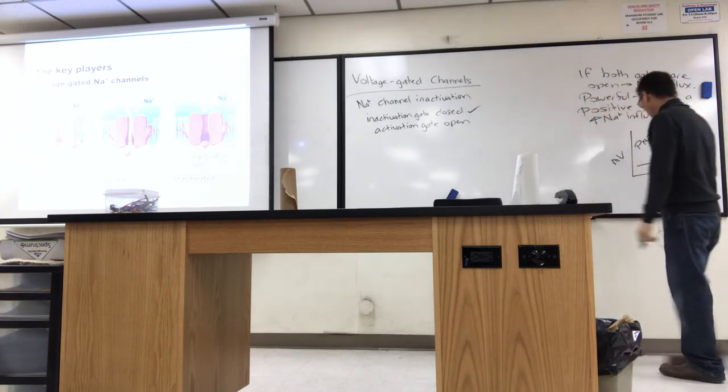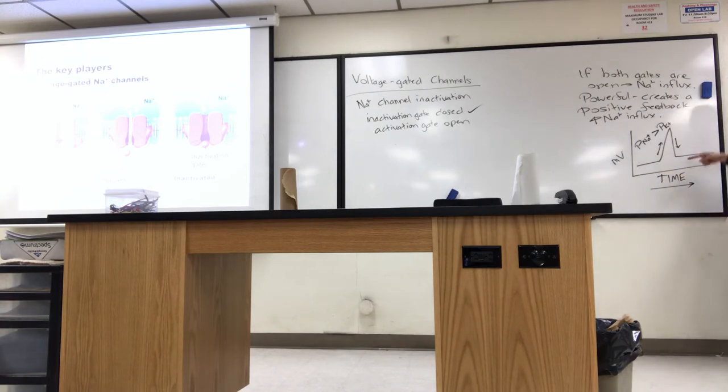So what we'll learn is that to repolarize, let me just reverse the arrow here. The permeability to sodium is less than the permeability to potassium. That'll allow potassium efflux to allow the cell to repolarize.